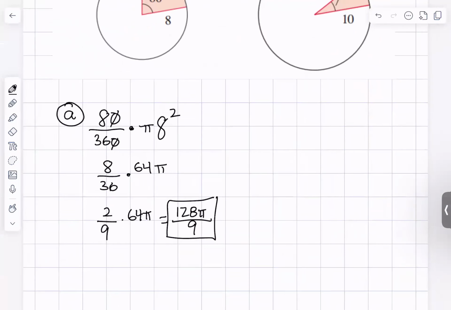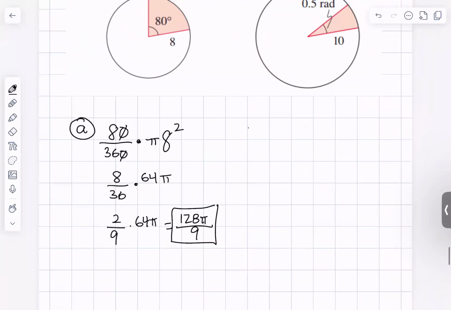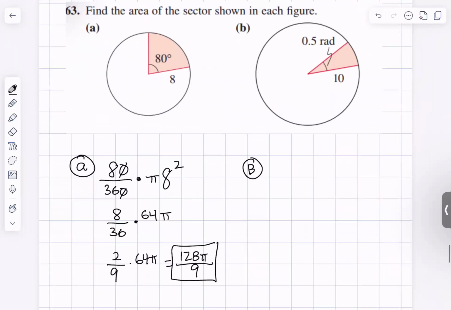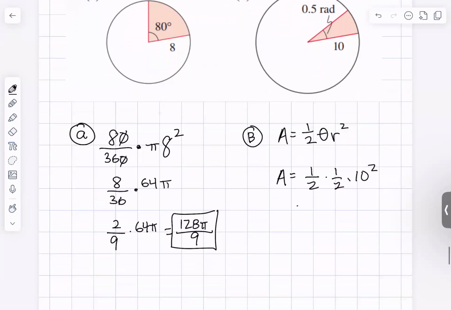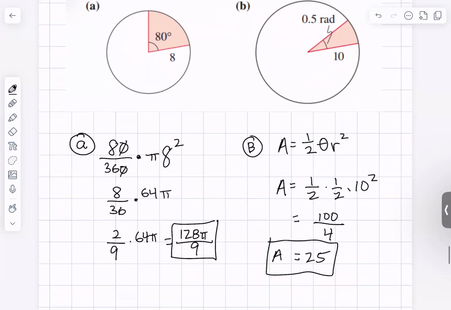All right. Part B, we have 0.5 radians. So we're going to use the formula of 1/2 theta r squared. So your area is going to be 1/2 times 1/2, which is 0.5, times 10 squared, which is 100 over 4, which is 25. So the area of that little sector is 25, whatever your units would be.